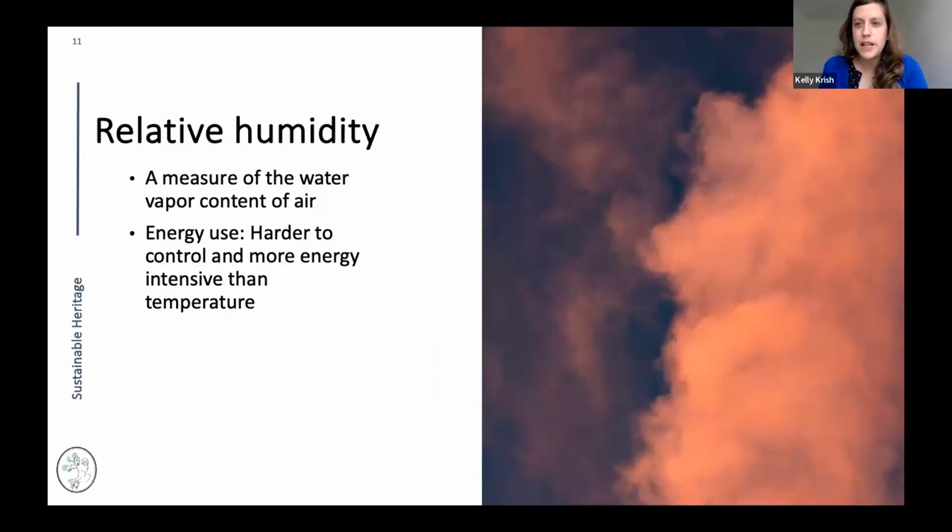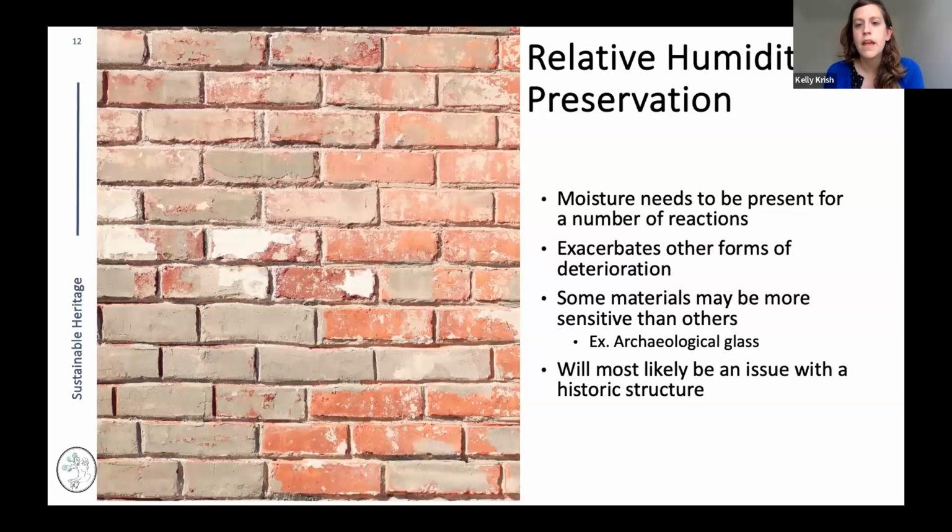Relative humidity, I'm not going to talk about what it is too much until we get to dew point, because I think that helps to have it make more sense. But just to say that it is a measure of the water vapor content. And in general, especially compared to temperature, it's harder to control and definitely more energy intensive. This tends to be where your dehumidification or humidification, where we're using more energy.